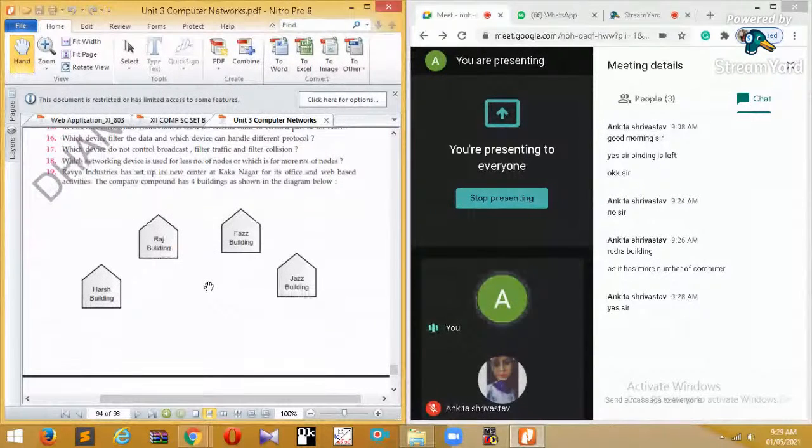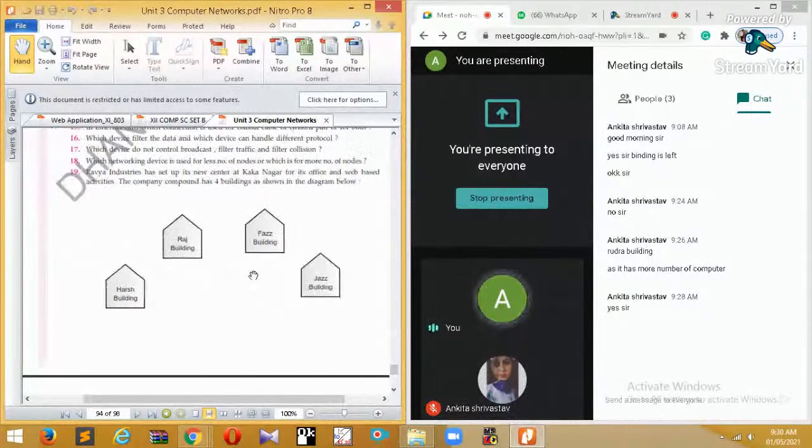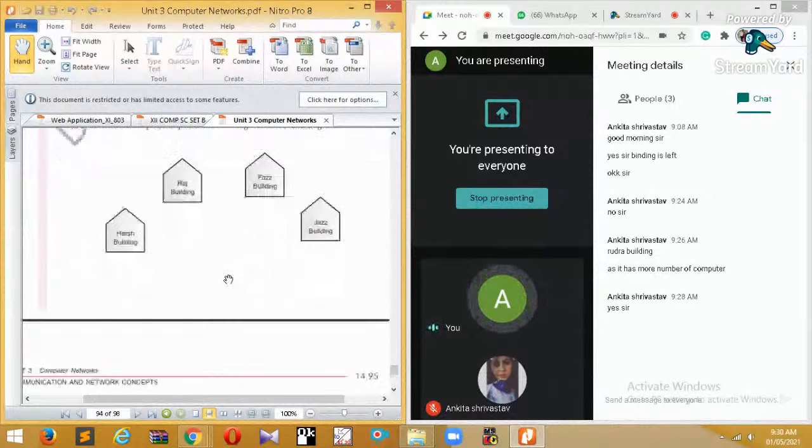So let's see question number 19, I think you can see it on the screen. Ravia Industries has set up a new center at Kakanagar for its office and web-based activity. The company compound has four buildings as shown in the diagram, just like the previous one: Hers Building, Raj Building, Faz Building, and Zaz Building. So these four buildings are there, and extra information is given. Let's see what the information is.